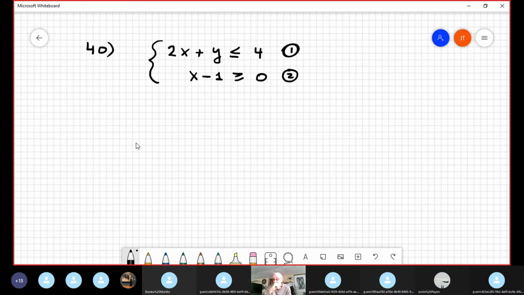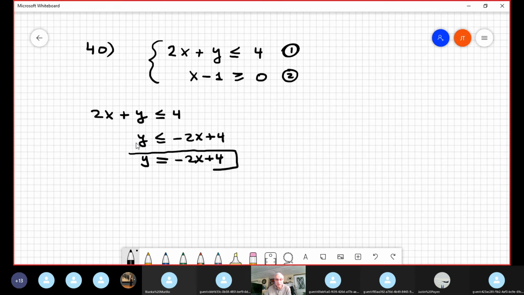Okay. So now this is the system. You select one by one separately. The first inequality is 2x plus y less than or equal to 4. And solving for y, y is less than or equal to minus 2x plus 1. Now I want to temporarily convert to an equation. The reason I temporarily convert to an equation is because the solution for the equation is a line, while the solution for the inequality is not a line, it is a region.